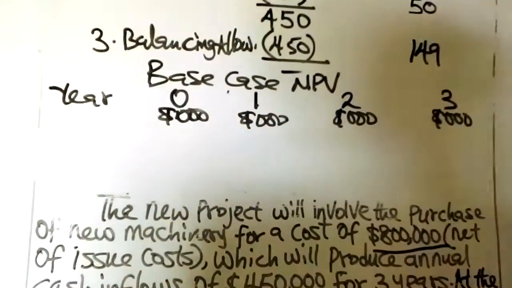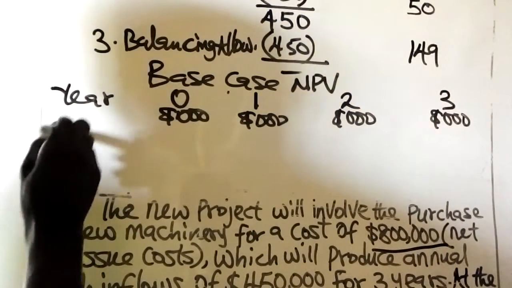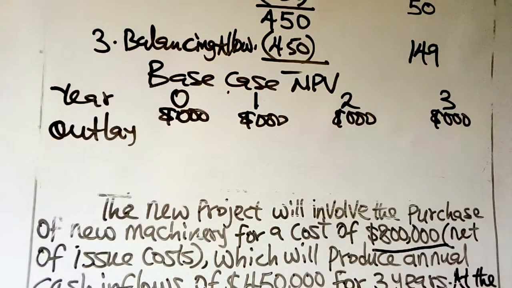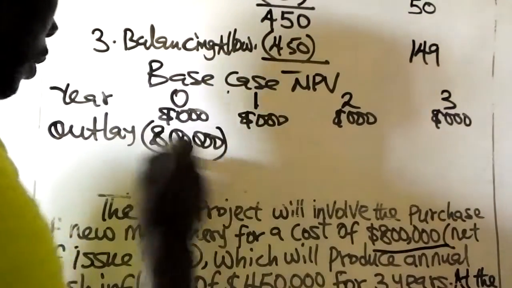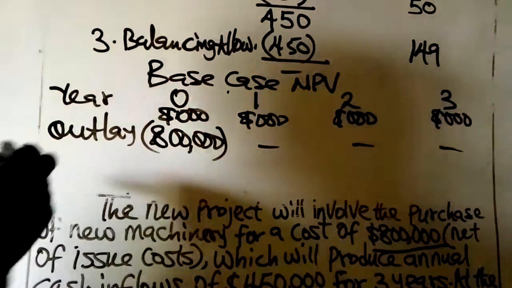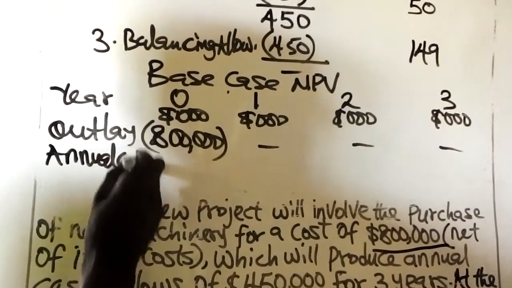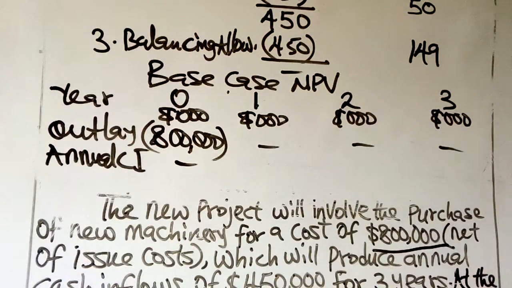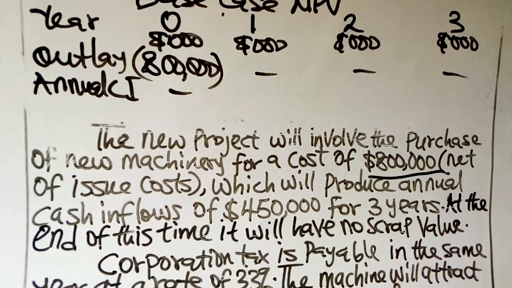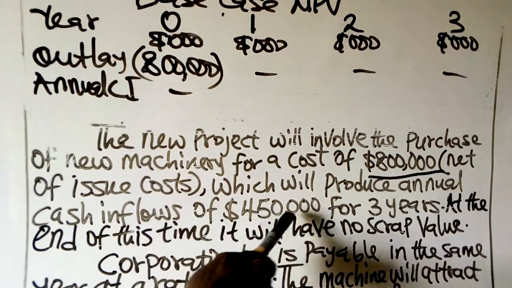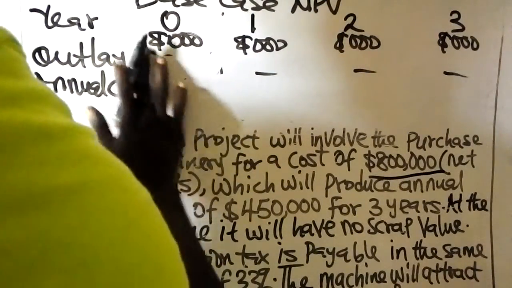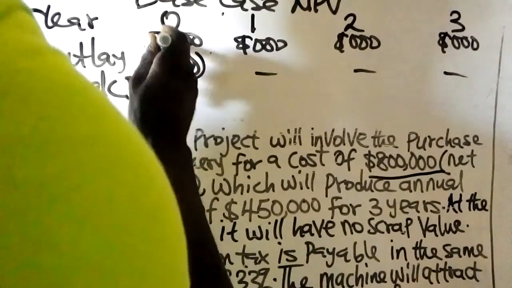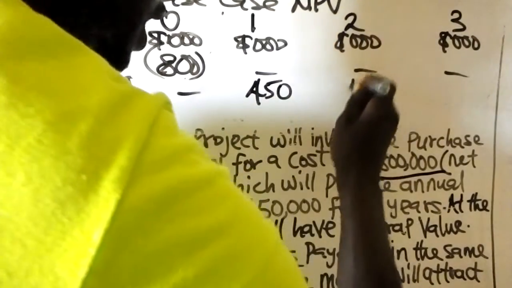So we have, one, the outlay. The amount you want to invest in the project is 800,000. The new project will involve the purchase of new machinery for a cost of 800,000. That 800,000 will be treated as an outflow in year zero. Then you have annual cash inflows. The project will fetch 450,000 annually, which will produce annual cash inflows of 450,000 for three years.